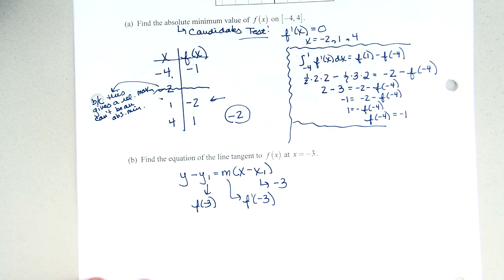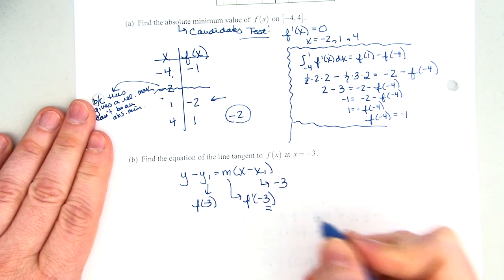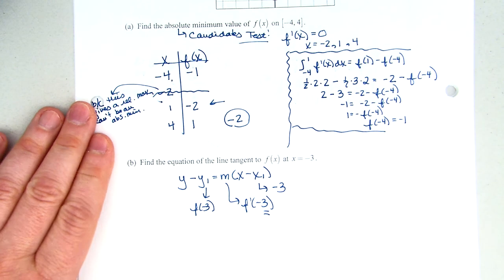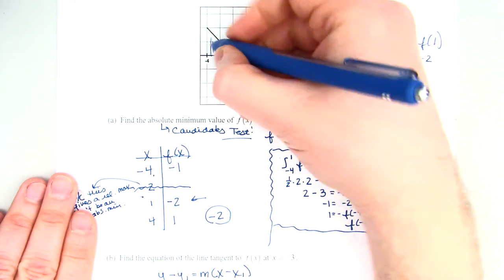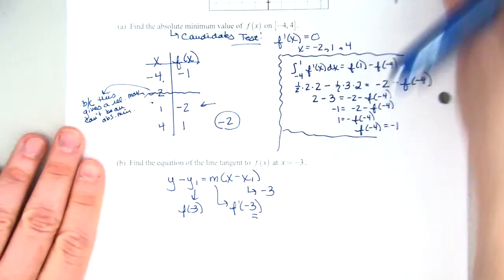Okay, so might as well do this one first because it's easy. F prime of negative 3, I have the graph of F prime. I want to know about F prime, so you're just looking at the y value. I think that's just going to be 1.